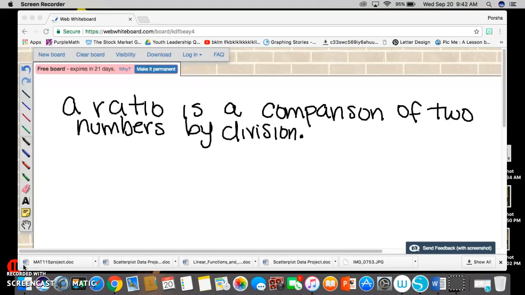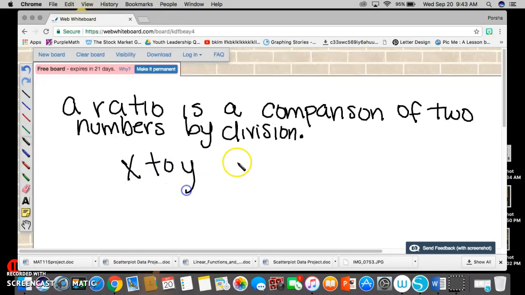A ratio is a comparison of two numbers by division. Two numbers. So, a ratio can be written in three different ways. One way a ratio can be written is x to y. We can use x colon y and x divided by y. Notice it says two numbers by division. So that will be your by division part.